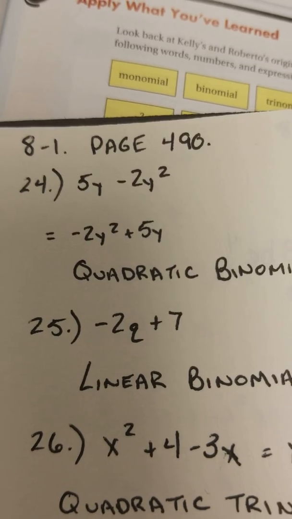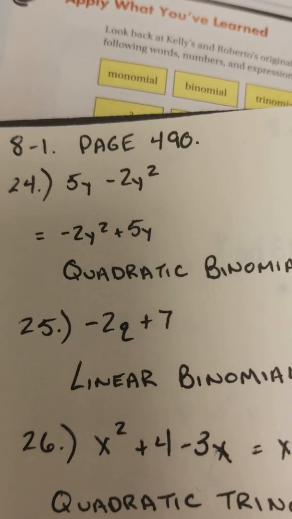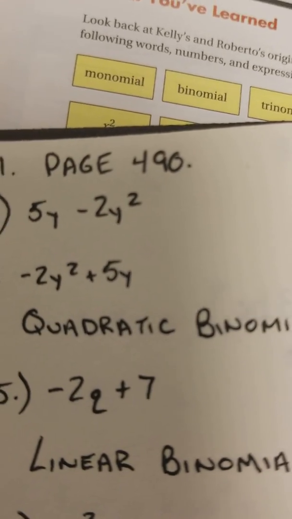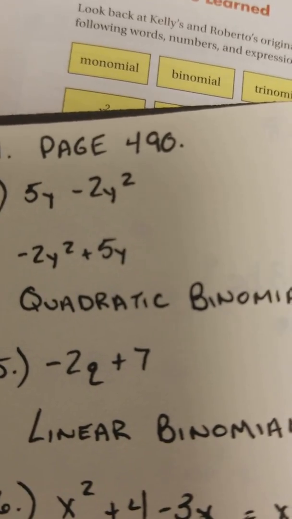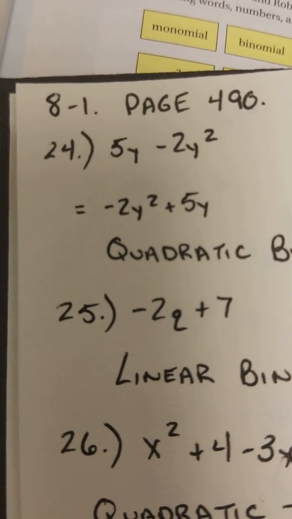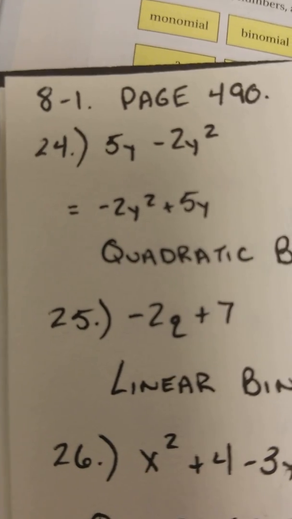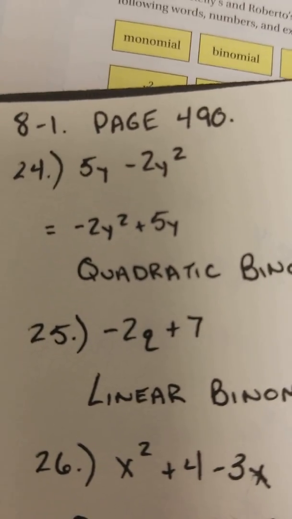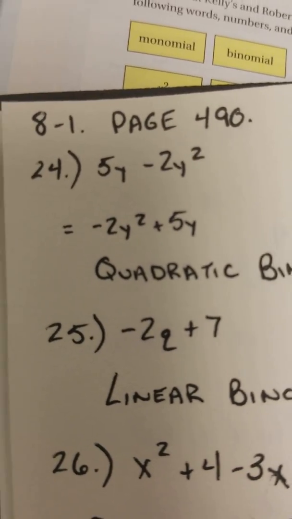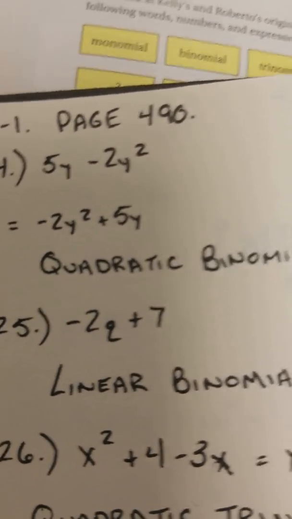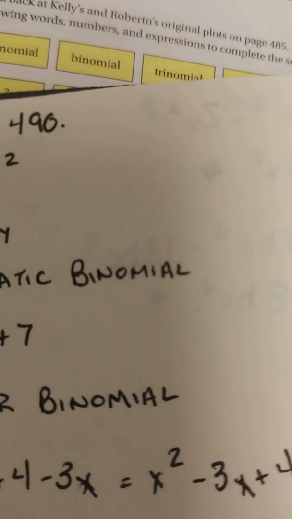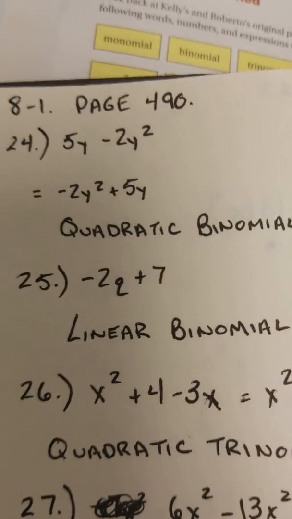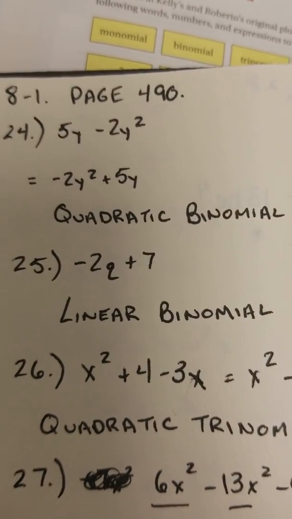The first one, number 24, is 5y minus 2y squared. Now, what I have to do is take the higher degree and put it in the front. So I'm going to move the 2y squared to the front, and I have to remember to bring the negative along with it. So I get negative 2y squared plus 5y. Because it's to the second power, I know it's a quadratic. And because there are 2 parts to it, I know that it's a binomial. So I'm going to call it a quadratic binomial.